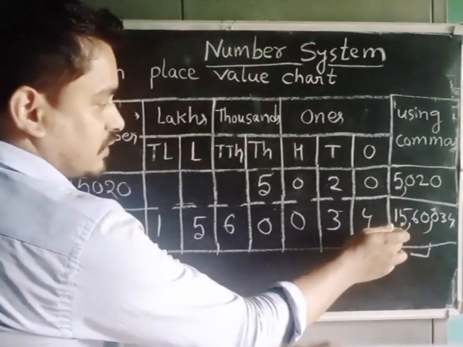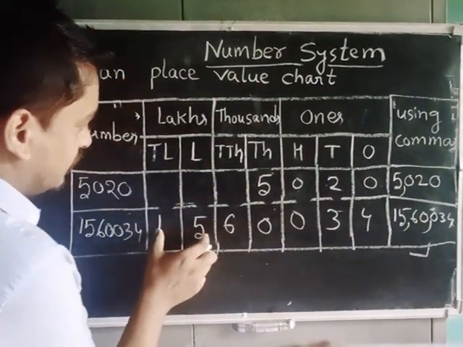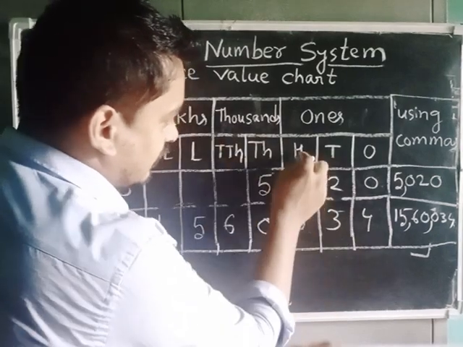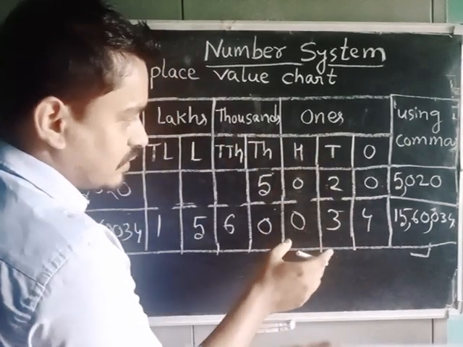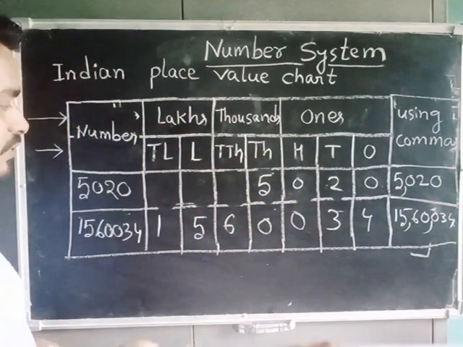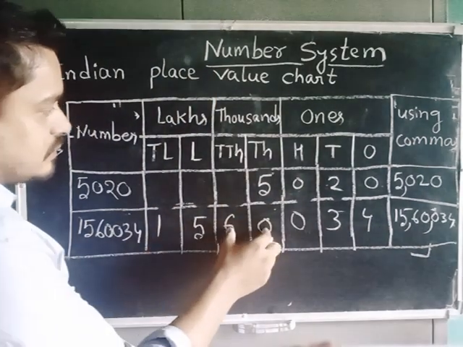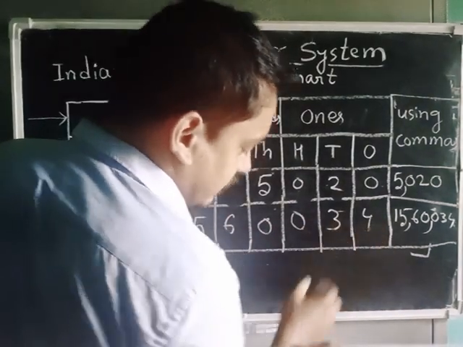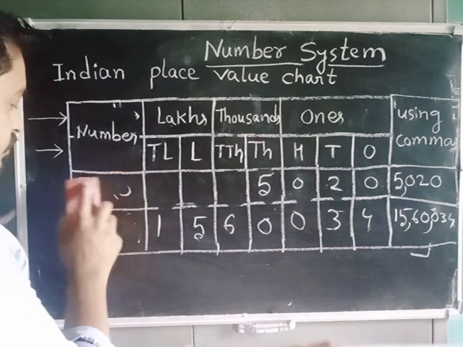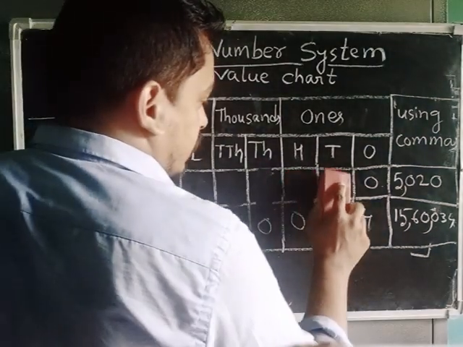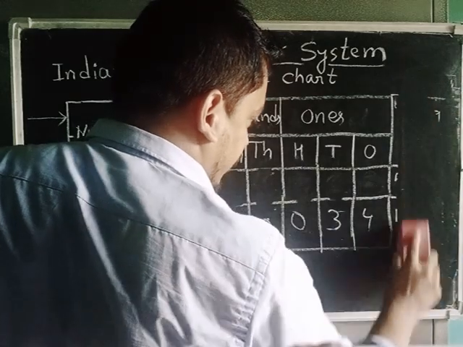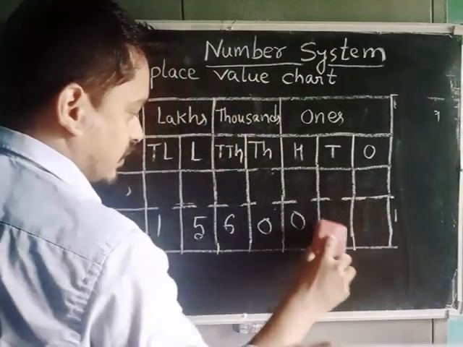So what is the number of this? This one is, you see 15,60,000, and in 100 place there is 0, so not need to say any 100, only 34. So what number do we get? We get 15,60,034. I hope you have understood. It was for your first question, exercise 3.